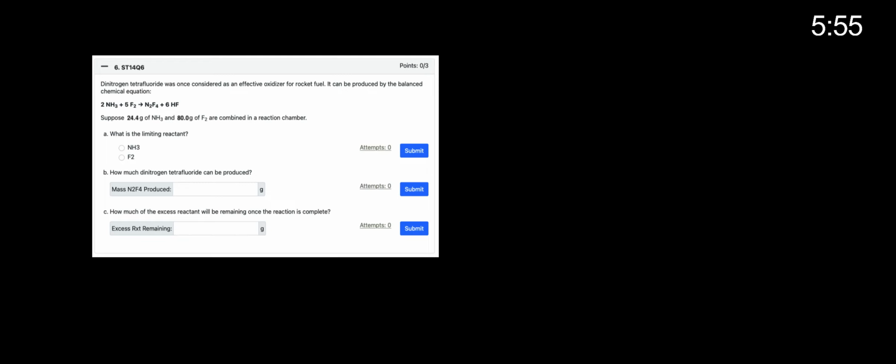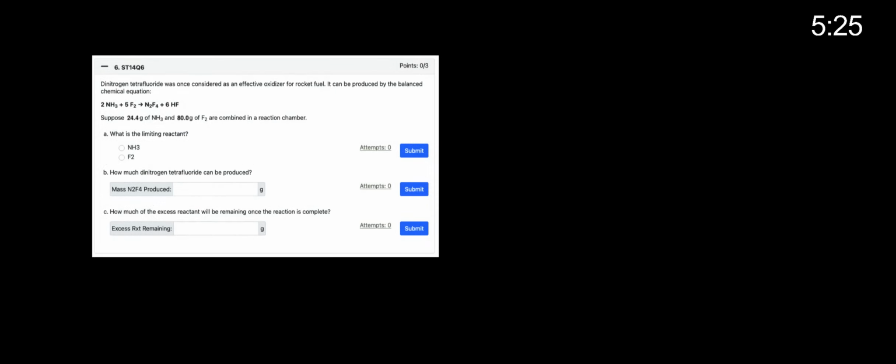Dinitrogen pentafluoride was once considered to be an effective oxidizer in rocket fuel, and it's produced according to that balanced chemical equation. And it wants to know, starting with 24.4 grams of ammonia and 80 grams of fluorine, what's the limiting reagent? How much of the product are you going to produce? And of the material that is in excess, how much do you have left over?